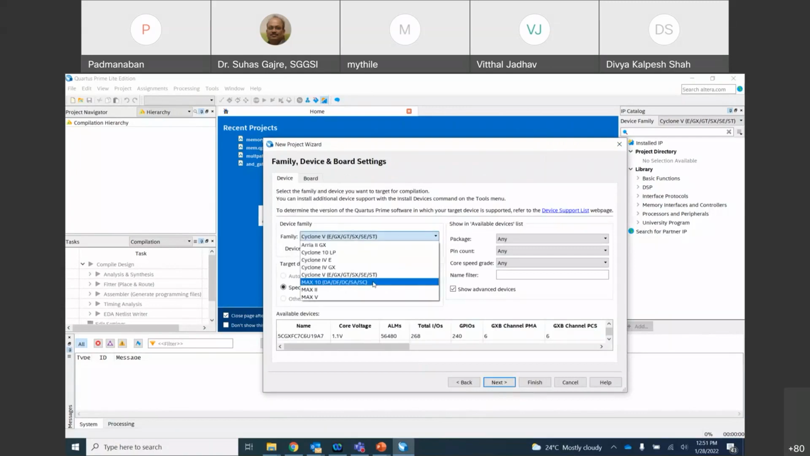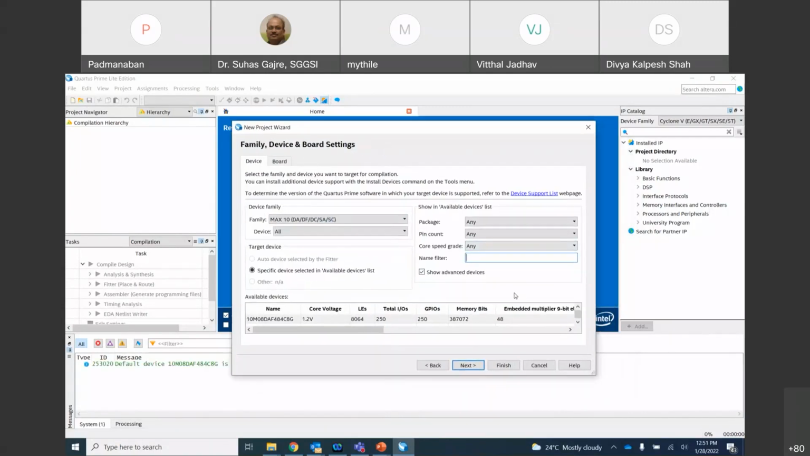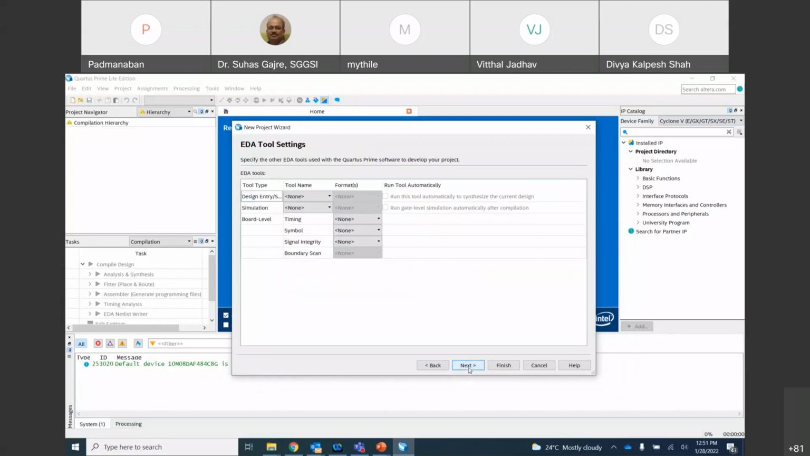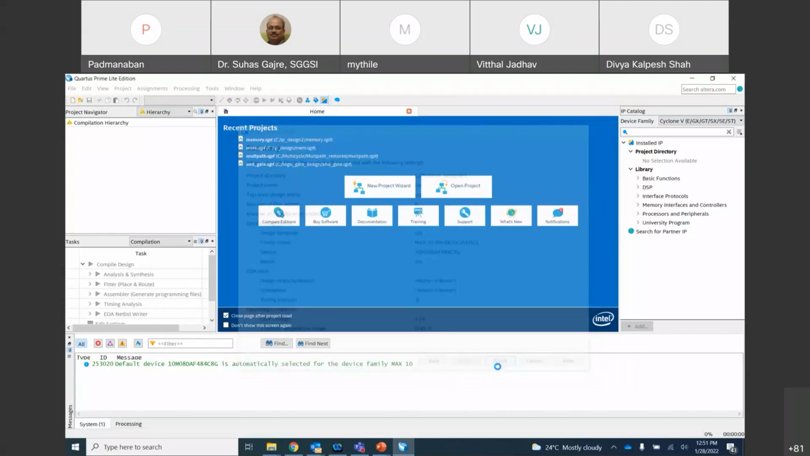First we will do it with MAX 10 with the Nios II processor. Later we will do it with HPS. So for example, you can see here 10M50DAF484C7G. Now we have done this. Say next, say next here, and then say finish.